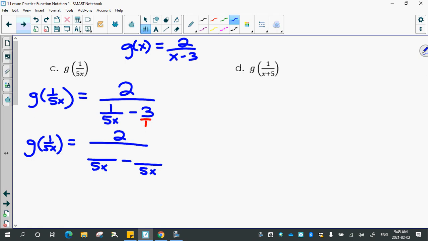So this first fraction already had 5x as its denominator, so its numerator is going to stay the same. But the second one had 1 for the denominator, so I had to multiply it by 5x, which is exactly what I'm going to need to do to the top. So what's 3 multiplied by 5x? It's 15x.